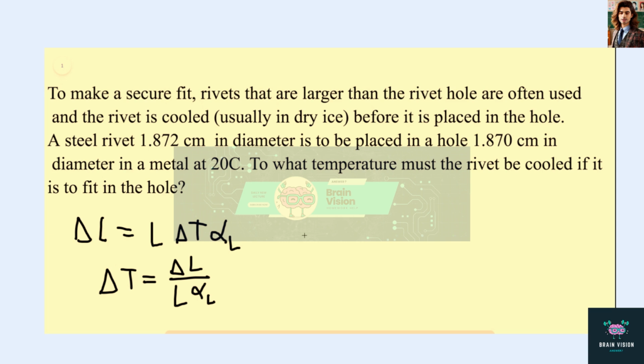So to get delta T, we observe that our coefficient of expansion for steel, working out these coefficients, delta L in this case is equal to 1.870 subtract 1.872. So delta L is equal to minus 0.002. Our L is going to be given by the current temperature, so it's 1.872.